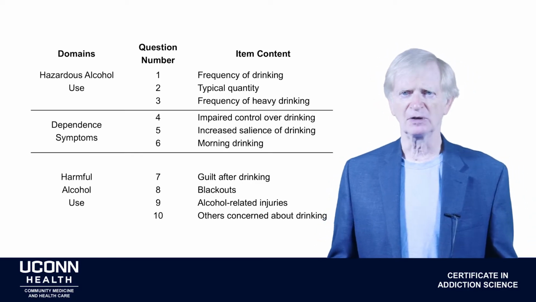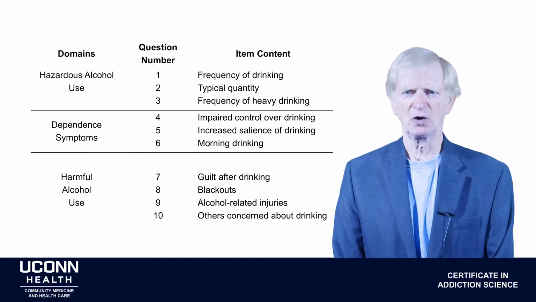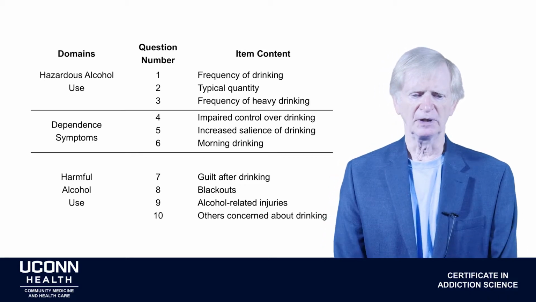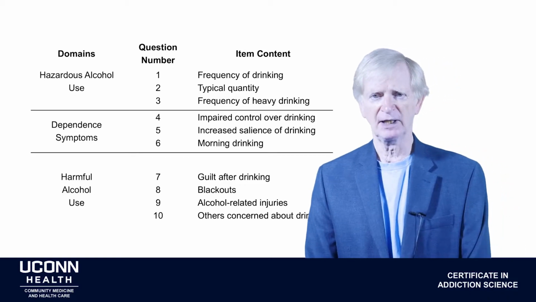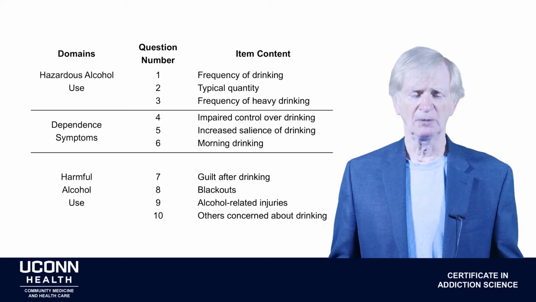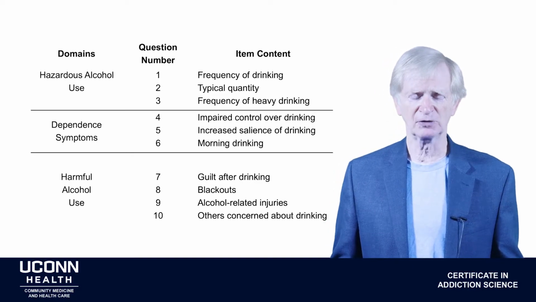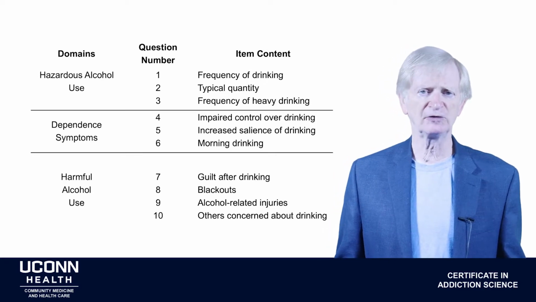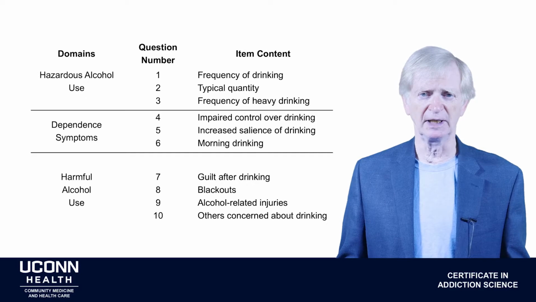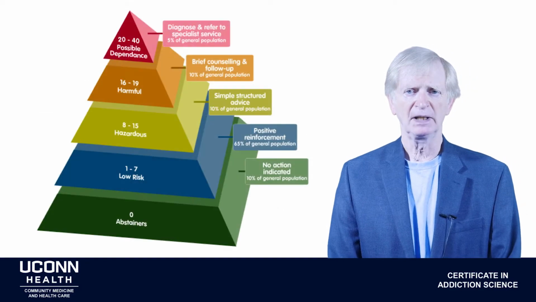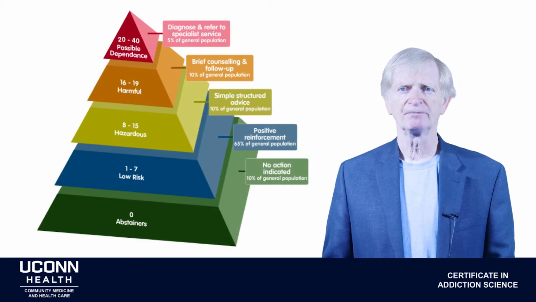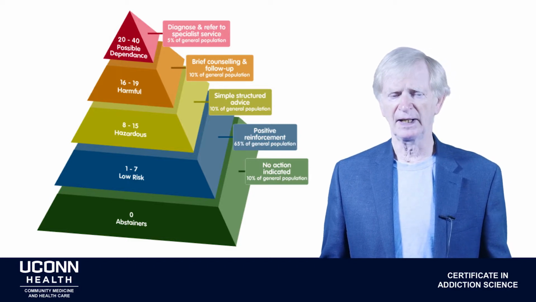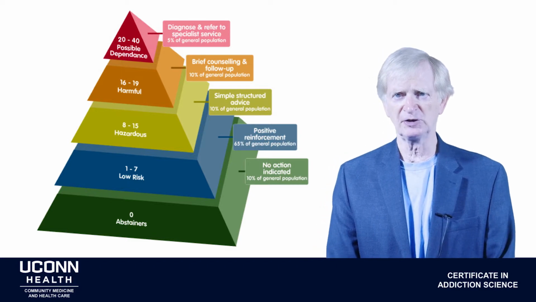And finally, there are 4 questions about alcohol-related injury, others being concerned whether there have been blackouts after heavy drinking, and whether a person experienced guilt after a drinking session. Adding all of these questions' responses together, we get a score. And that score can be used to estimate the distribution of alcohol involvement within a population.